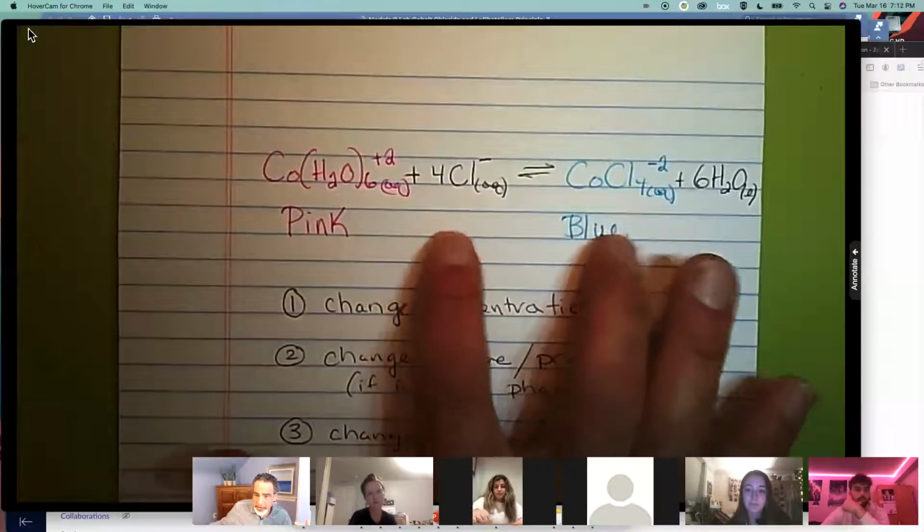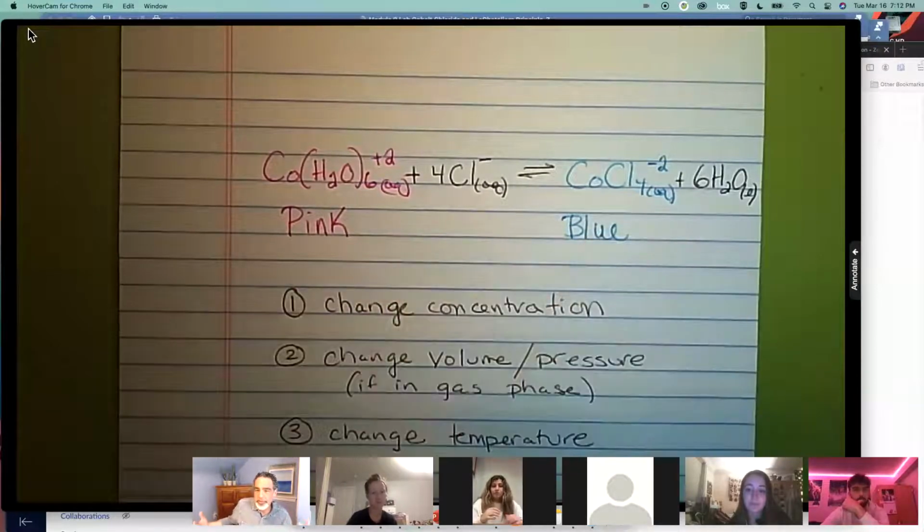So awesome, we have a system here. If we let this system come to equilibrium, we can go in and again, mess with the system. We're going to perturb it or disturb it. And we can do it 3 ways, but we're only going to look at 2 ways in this laboratory.